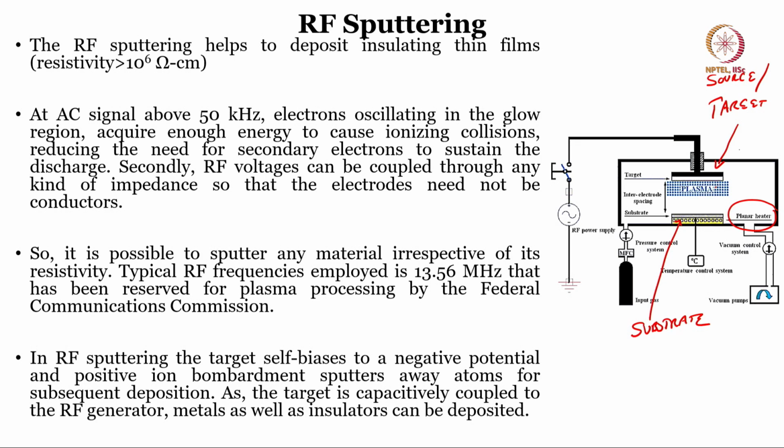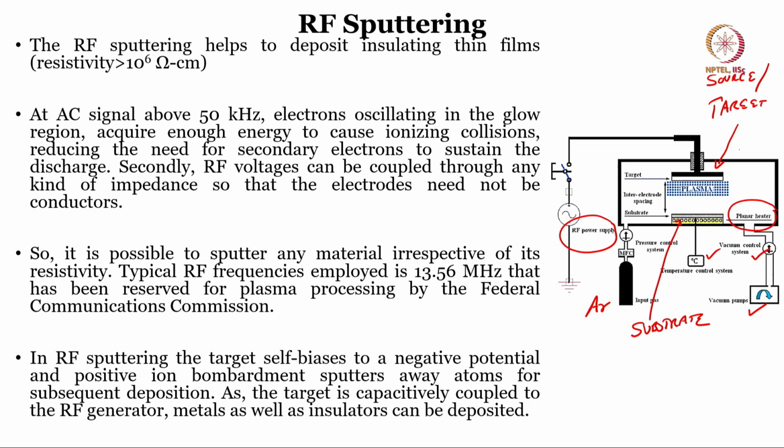Now if you see this particular image, what we have is RF, the RF power supply, and we are giving this between the two plates. There is a pressure control system for the input gas, which is our argon. Then we have vacuum pumps, a temperature control system, and a vacuum control system. RF sputtering in particular is useful when we want to deposit insulating films, which have very high resistivity, about 10 to the power 6 ohm centimeter.